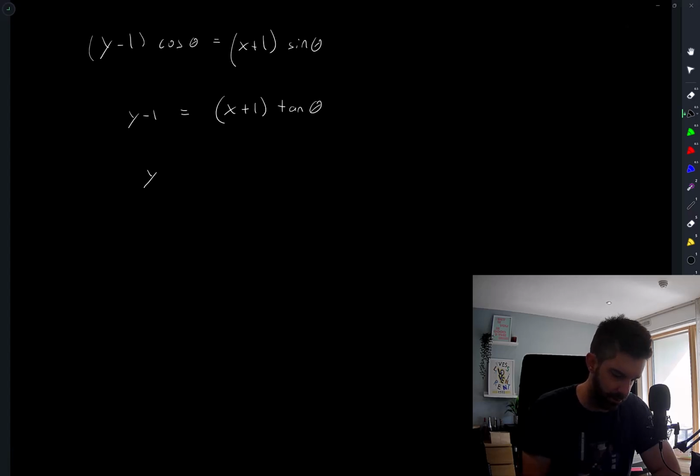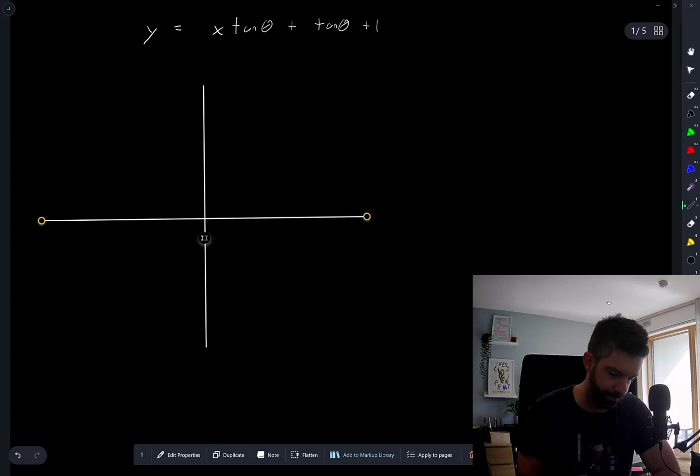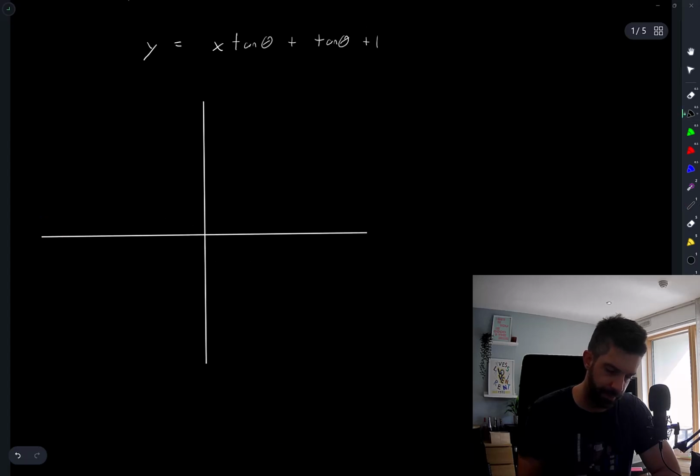And then let's rearrange again. y is equal to x tan theta plus tan theta plus 1. So let's just sketch out where this line is. Okay, so when x is equal to 0, and theta is going from 0 to 2 pi.